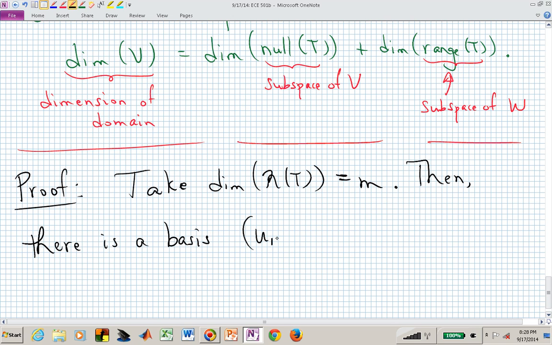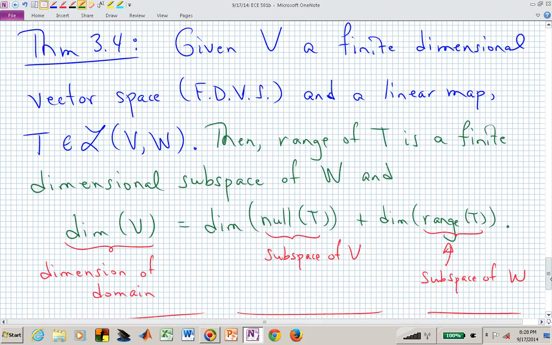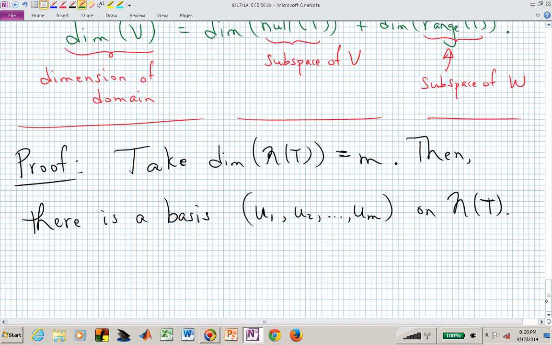Let's say that that basis is given by vectors u1, u2, and so on, and we know that there are m of those since the dimension is m on the null space of T. Now what we haven't said is the relationship between m and the dimension of our domain. So now we're assuming that m is less than the dimension of the domain. And if that's the case, then we can build up or complete the basis for our domain, starting with the basis of the null space of T. And that's due to Theorem 12 in Chapter 2.